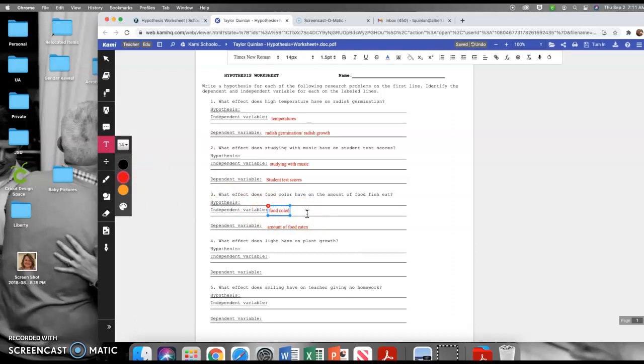Number 4, what effect does light have on plant growth? Well, what can we measure? We can measure plant growth. And what is affecting it? Amount of light.